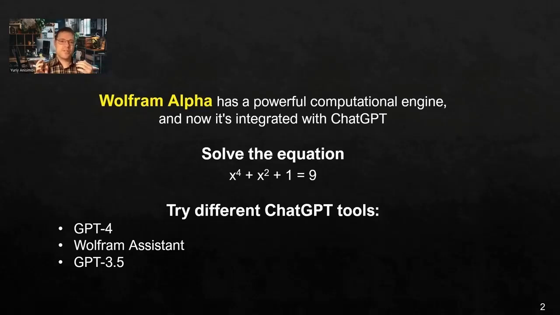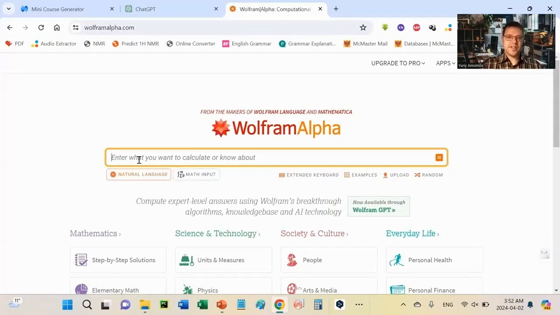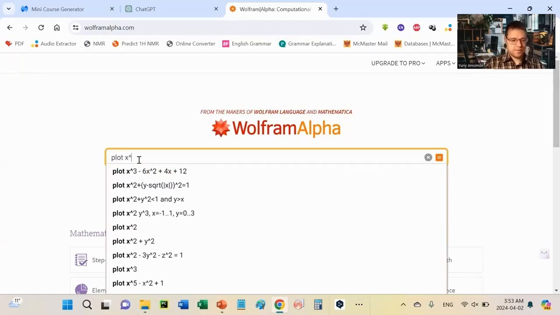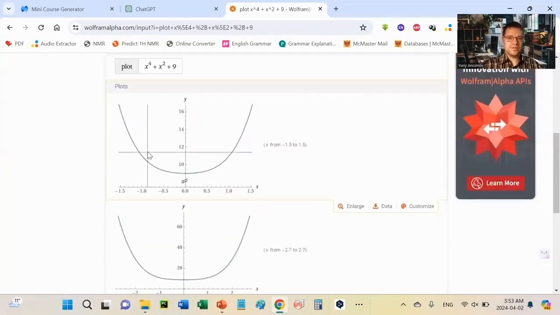So let me say a few words about what Wolfram Alpha is, because Wolfram Assistant is based on Wolfram Alpha. In general, Wolfram Alpha is a powerful computational engine, and now it's integrated with ChatGPT. So let's go first to their official website, I will show you. If we go to wolframalpha.com, here you can enter what you want to calculate. I find Wolfram Alpha extremely useful when I want to plot graphs, because it can plot the entire graph in a few seconds. We can type here, plot x to the 4 plus x squared plus 9, enter, and there we go. So you got this graph, you can use it now for whatever purpose.